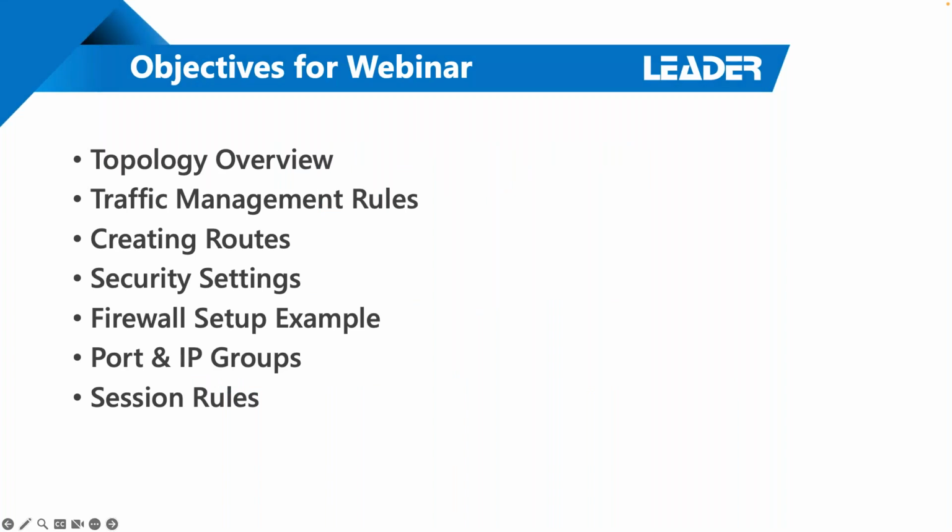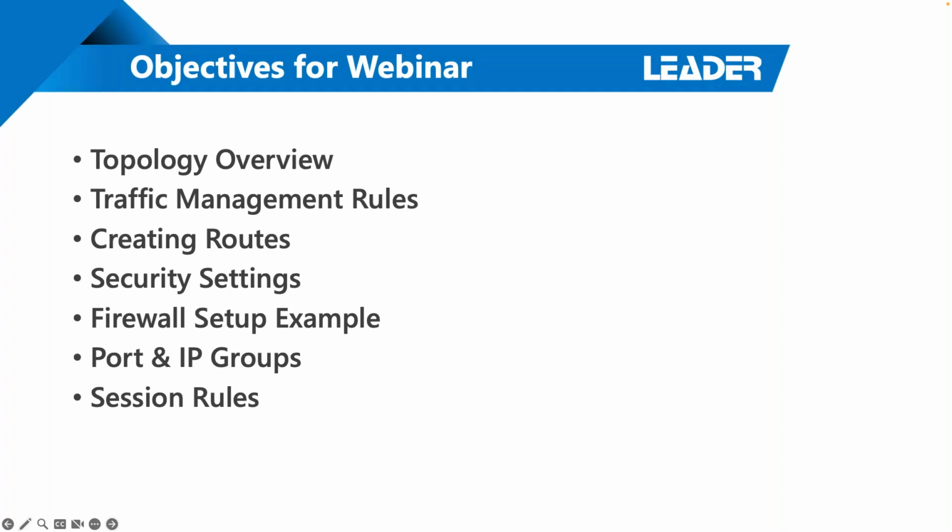Some of the topics we'll be covering today, just very quickly. We're going to do a very quick topology overview of how I've set up my environment. We're going to look at traffic management rules. We're going to see how we create different routes. We're going to take a look at the security settings. We're going to do a firewall setup example to show you guys the most common stuff that we typically run through. We're going to look at port and IP groups, and then we're also going to look at session rules. Very much technically focused, and with that, we're going to delve straight into it.